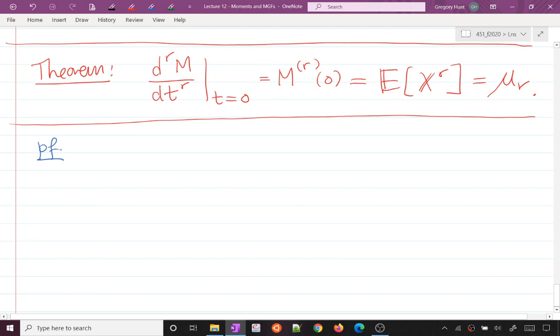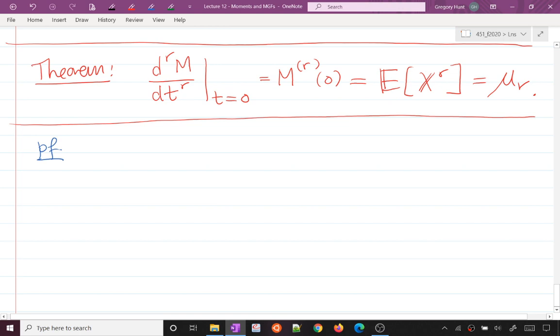Why do I define this thing that's the expected value of e to the tx, and then I take derivatives of it and I plug in 0, and somehow that gives me the moments? It seems very arbitrary, but it's actually really intimately related to some Calc 2 facts about power series.